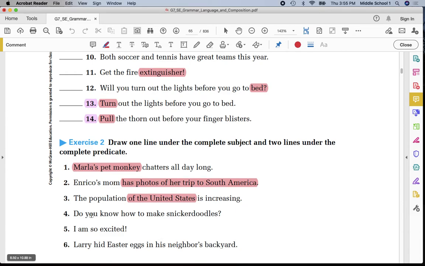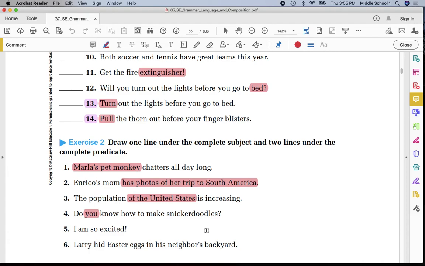Number 4, we call this an inverted sentence. Questions are inverted. They're statements that are turned into questions. And when that happens, my verb usually wraps around my subject. Notice in number 4, do, know, comes before and after you. If this was a regular statement, it would say you do know how to make snickerdoodles.